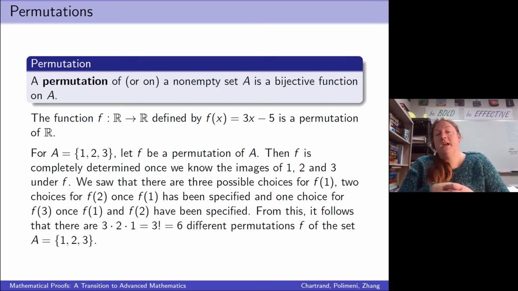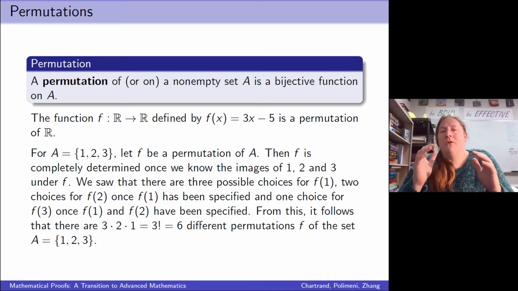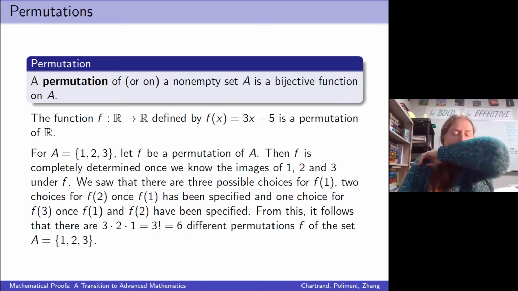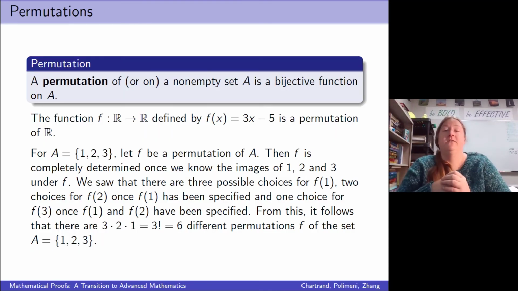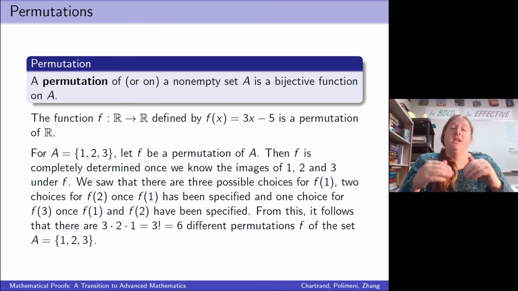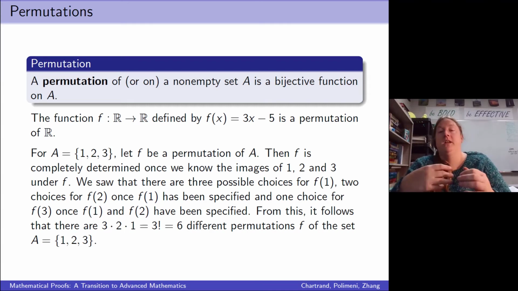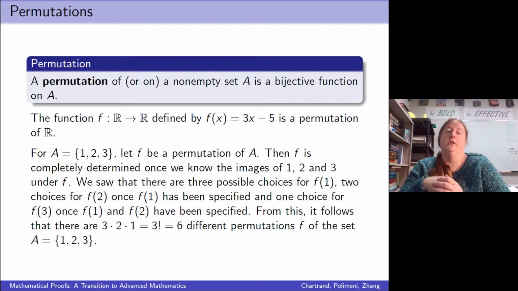Now, a special type of bijective function that we consider sometimes is called a permutation. A permutation on a non-empty set A is a bijective function on that set A. So any function from a set to itself, like this one here, f of x equals 3x minus 5, is a permutation of the real numbers. Now, let's consider a smaller set than the real numbers.